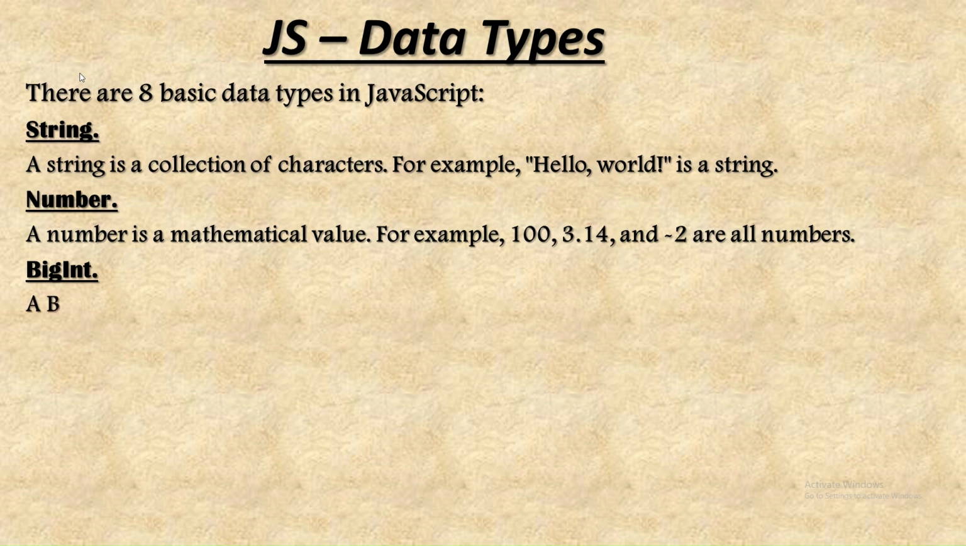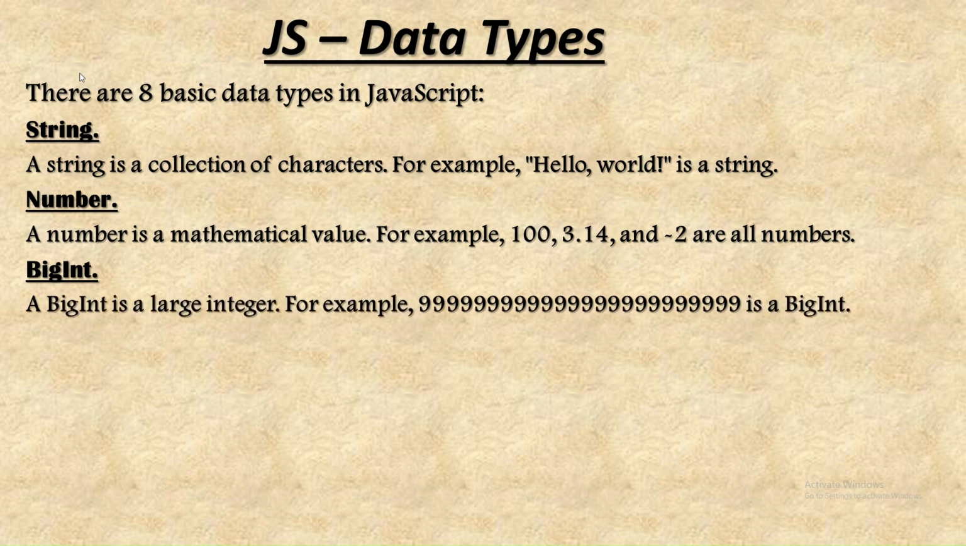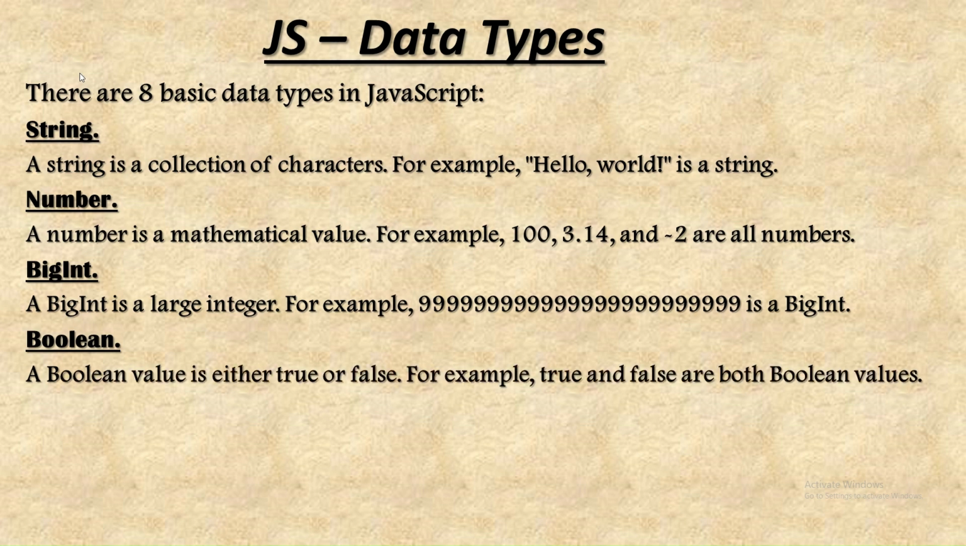Next comes your BigInt. A BigInt is a large integer. For example, 9999 into 10^20 is a BigInt number. Boolean. We all know that a Boolean is either true or false. So if we have a true as the result of a function or a return type of any action, then that will be stored in a Boolean data type.